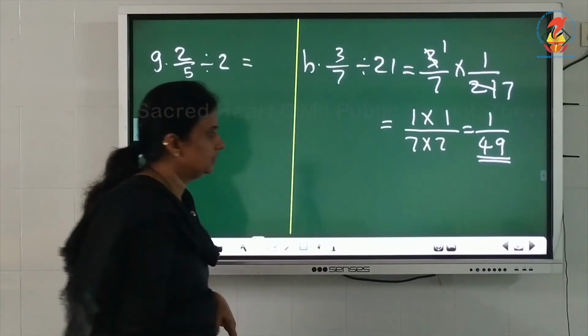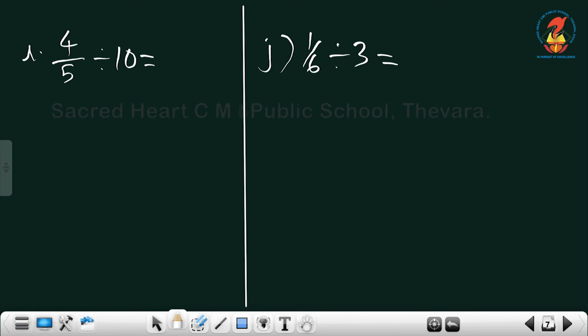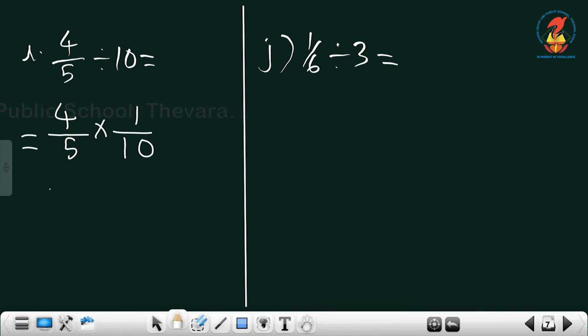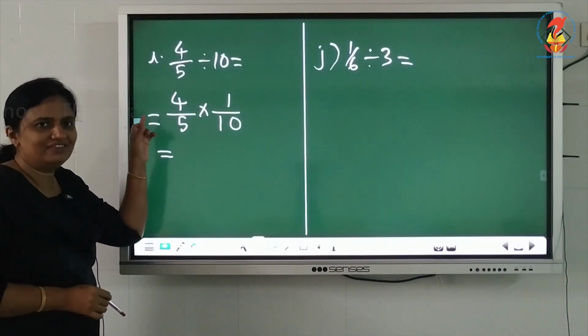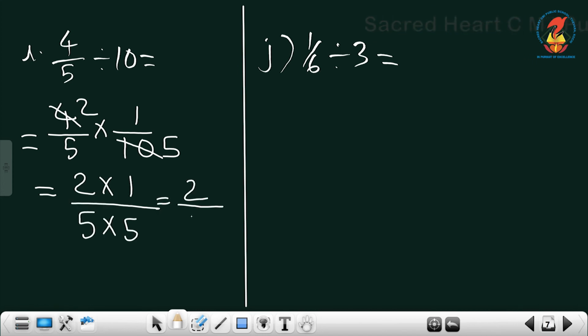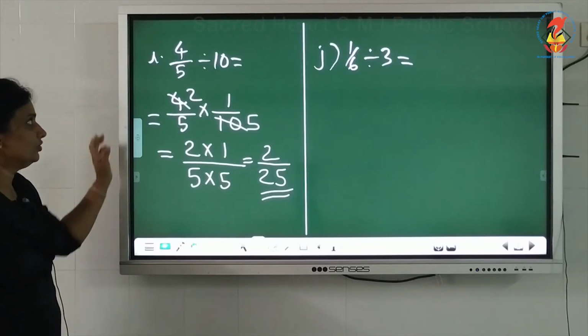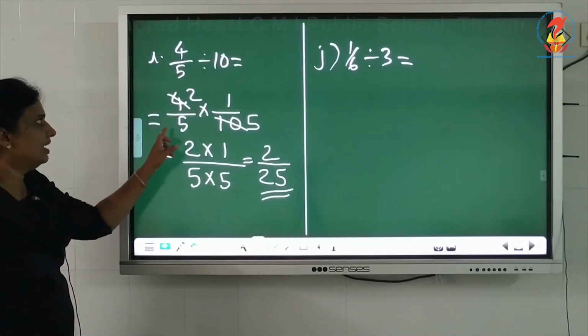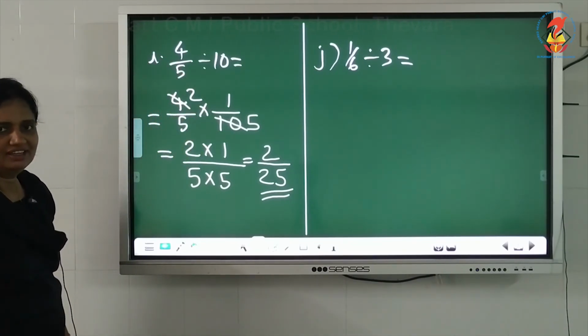Is it clear? Okay. And the next. 4 by 5 divided by 10. 4 by 5 into the reciprocal of 10 is what? 1 by 10. And 4 and 10 we can divide by 2. You need to cut it by 2. 2 2s are 4. 2 5s are 10. Then after, the balance is 2 1s are 2, and 5 into 5. That is 2 by 25. Otherwise you need to multiply. You will get what? 4 by 50 only.